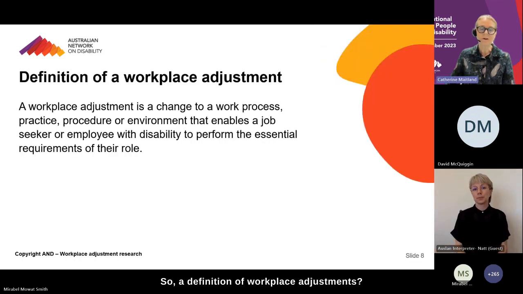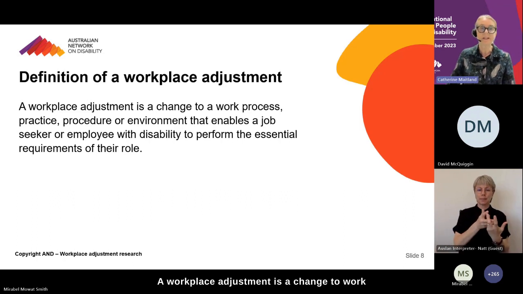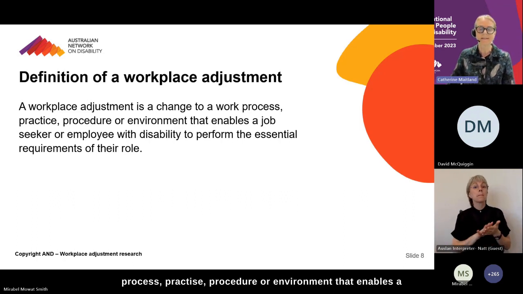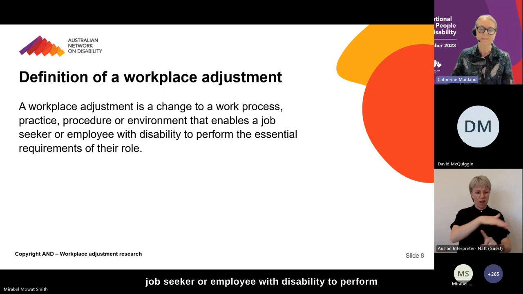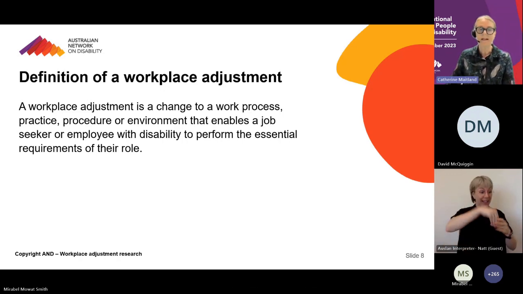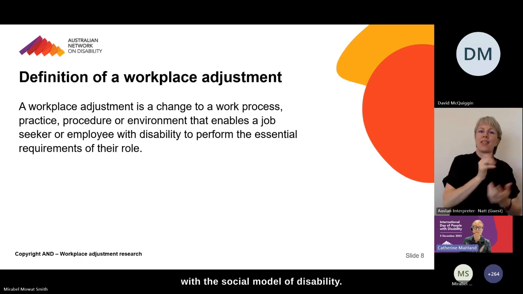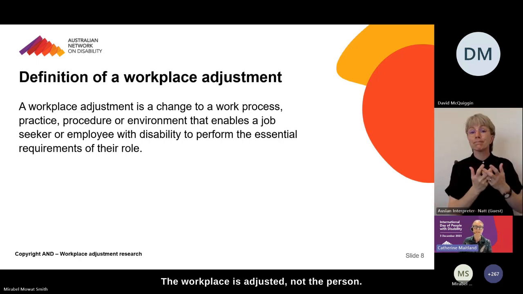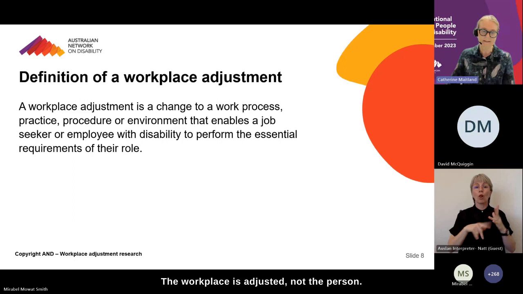So, definition of workplace adjustments. A workplace adjustment is a change to a work process, practice, procedure, or environment that enables a job seeker or employee with disability to perform the essential requirements of their role. You can see this is in line with the social model of disability. The workplace is adjusted, not the person.